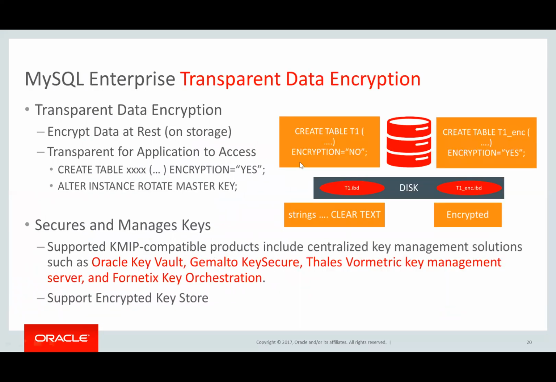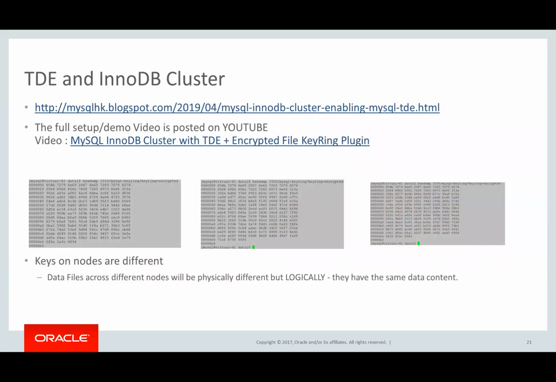And here is the TDE. As I said, data is actually stored as clear text if the encryption is no, which is the default. And if the encryption is equal to yes, people cannot see clear text from the tables. So the keys are actually managed and secure. It can be the encrypted keystore or somewhere in the Oracle Key Vault, or the Gemalto key secure, or Thales, the Vormetric key management, they are all supported. So here is also extra information. And you may see that the keys, when this is on the InnoDB cluster, are physically different. That means you cannot just copy the file from one machine to another machine. So this is very secure, more secure than servers that are exactly the same physically, even though the data is exactly the same.